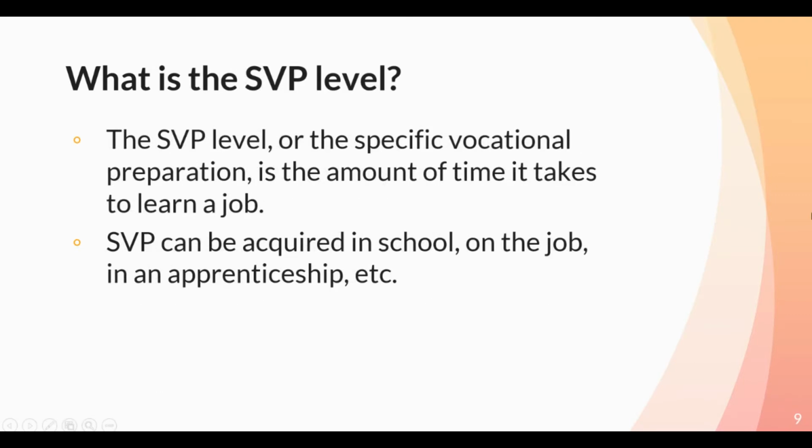What is the SVP level? Another consideration is that past relevant work has to be work that lasted long enough to learn to do it. Social Security uses a book called the Dictionary of Occupational Titles to determine how long it takes to learn a job. The length of time is called the SVP level, called specific vocational preparation. The SVP can be acquired in school, on the job, in an apprenticeship, etc. A 4-year college degree is equivalent to 2 years of an SVP. SVP levels go from 1 to 9.